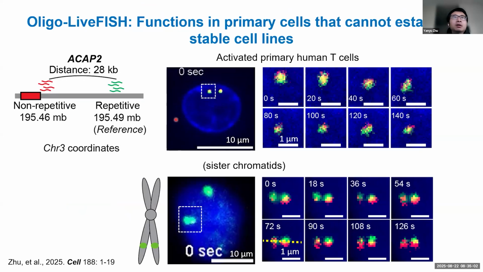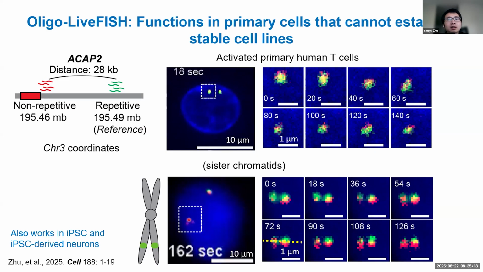As I said, the most important advantage of our technique is that it can be applied in primary cells. So we applied this to primary T cells, and you can see the dynamics of activated primary human T cells. Very interestingly, sometimes we can see these doublets, which might be the sister chromatids after DNA replication. I also want to mention that it also works in other cell types like iPSCs or iPSC-derived neurons. All these are cell types that are very challenging to image using previous imaging methods.